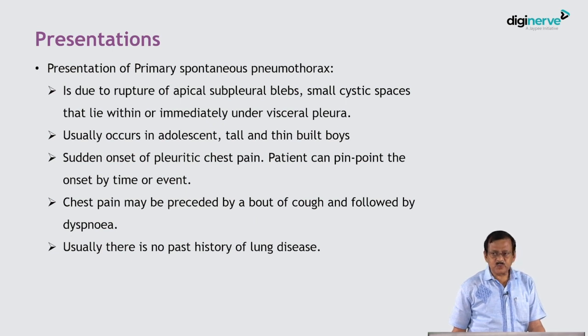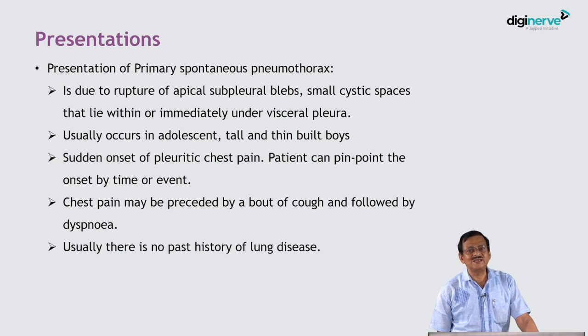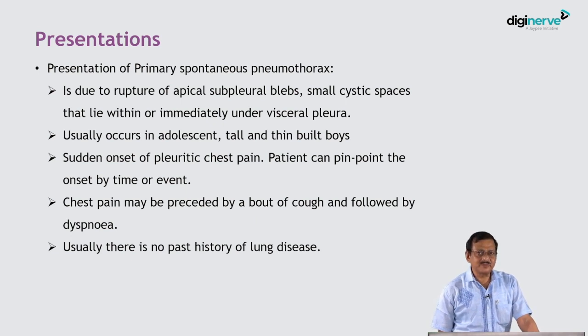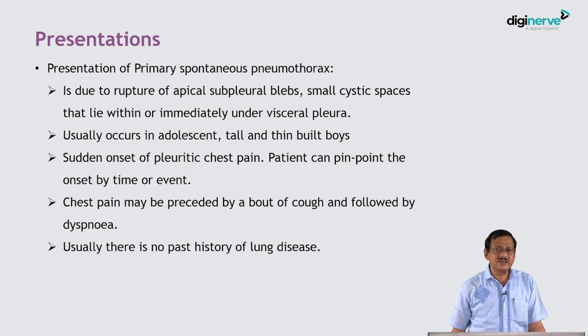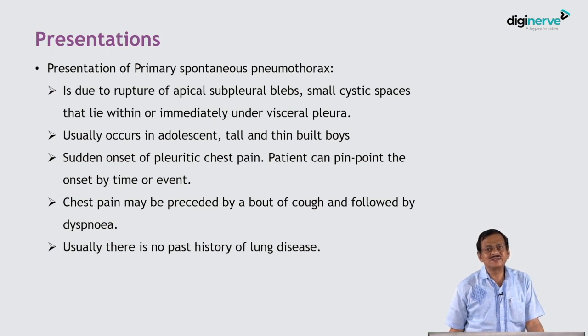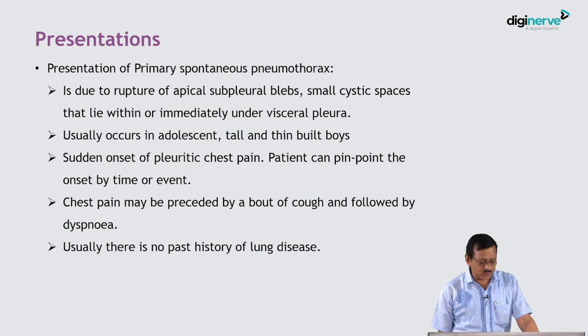Now, sudden onset of pleuritic chest pain. It is pleuritic chest pain that occurs suddenly, which means that the patient can pinpoint the onset by time or event. The patient may say that at 9:30 a.m. I had the chest pain. Sometimes, but most usually, the patient will give the history that I was coming from school and while I was changing my dress, I suddenly had the chest pain. And that is a very important thing for the diagnosis of pneumothorax.